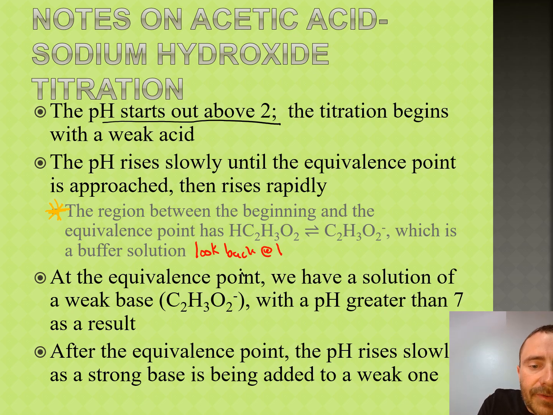At the buffer capacity curve, it should look like that area. All right, we're going to do this calculation, though, as we go along on our next slide. And then at the equivalence point, we have a solution of a weak base, so the pH is greater than 7. And then after the equivalence point, we're just dumping in more and more strong base, and so the pH is going to rise after that.